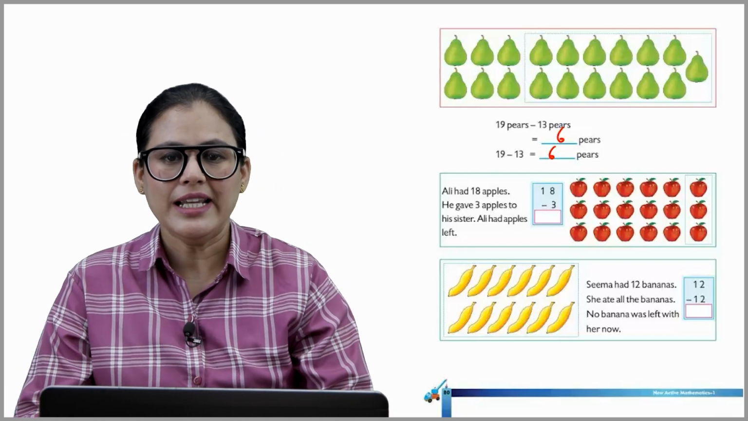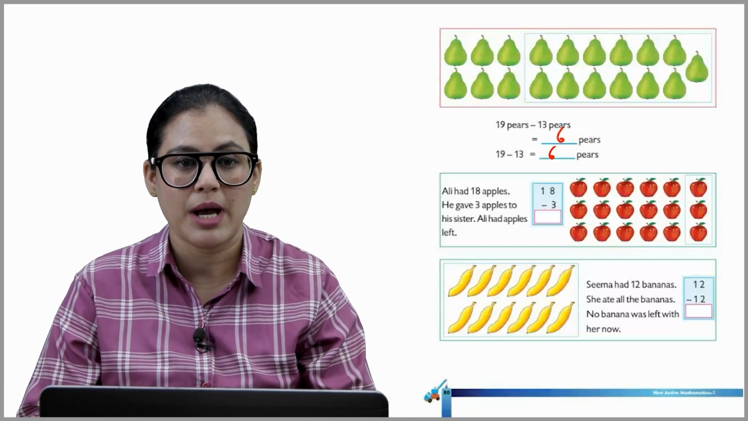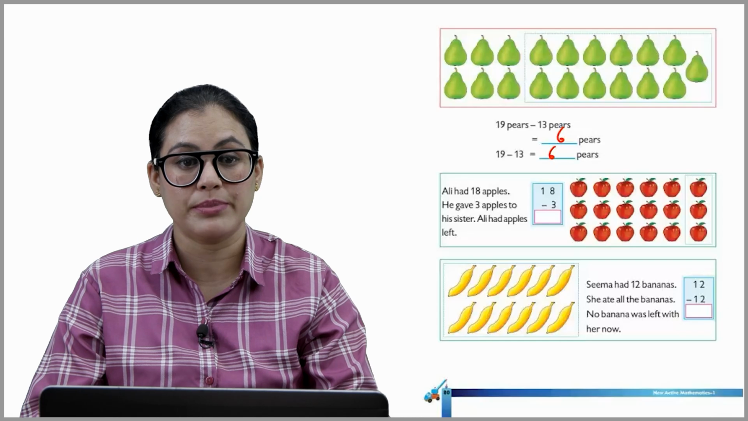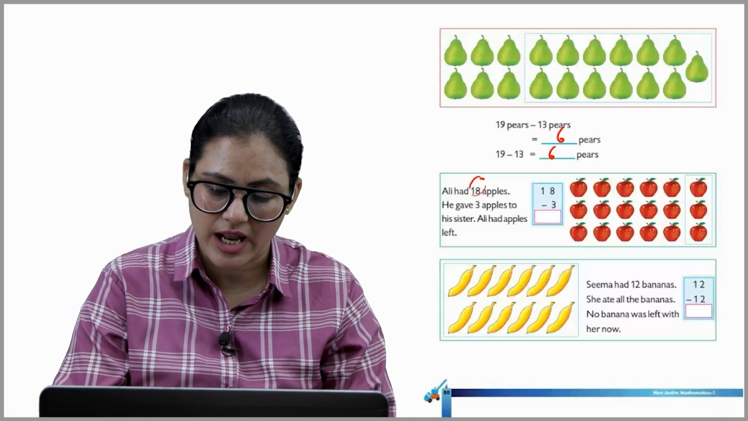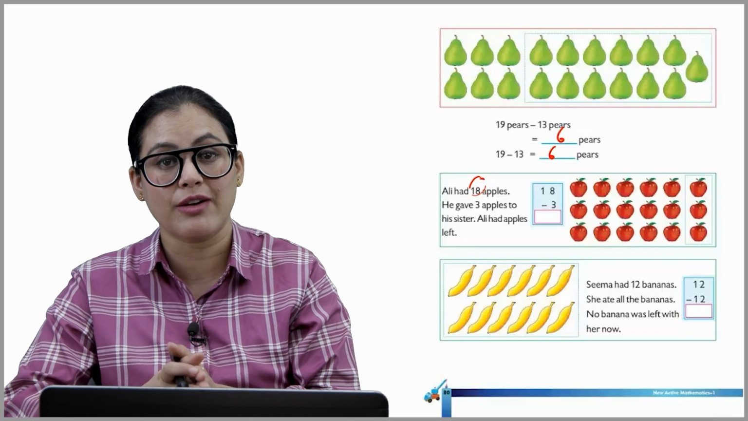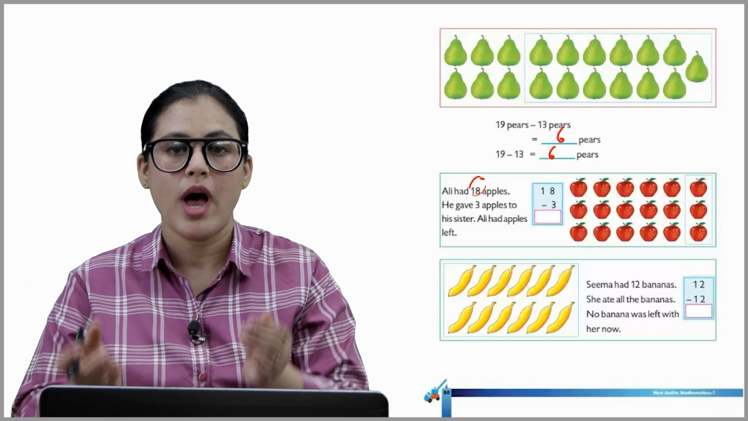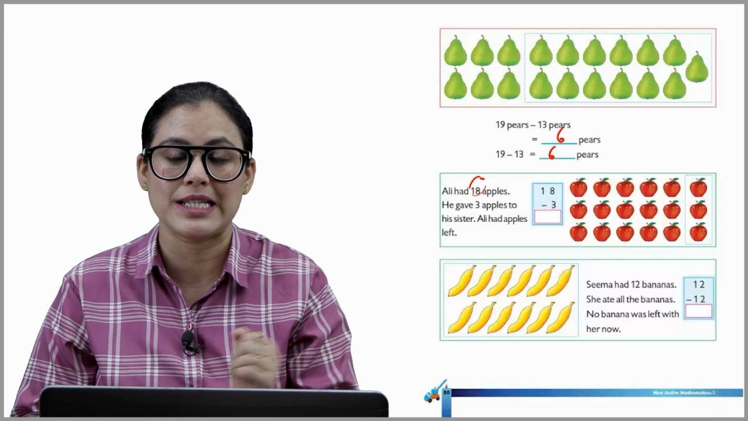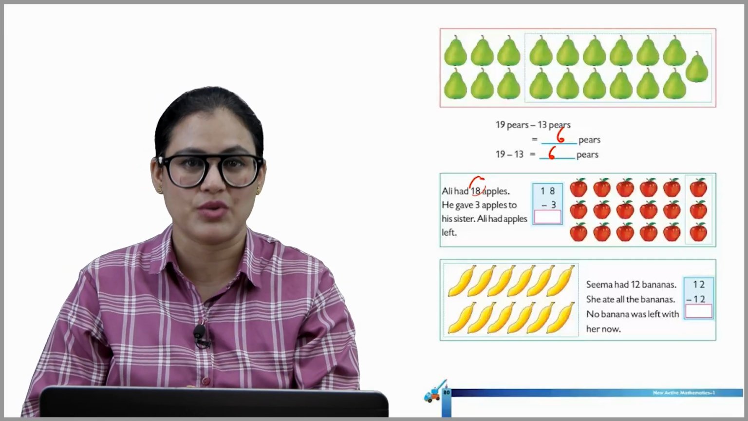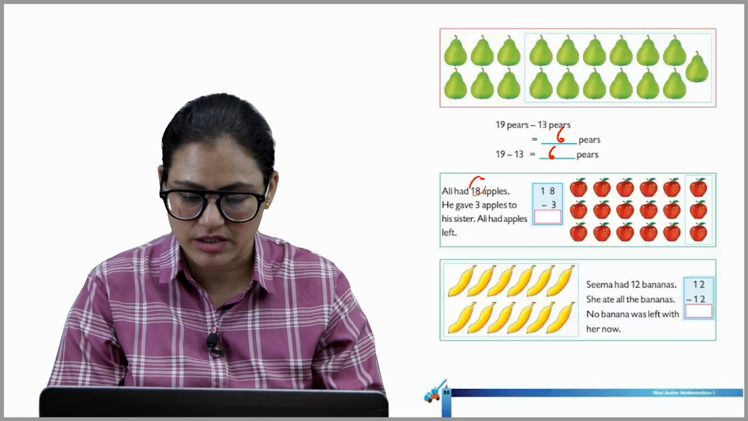Okay. Ali had 18 apples. He gave 3 apples to his sister. See, Ali had total 18 apples. And out of 18 apples, he gave 3 apples to his sister. Now, how many apples are left with him? So, in this case, we will subtract these 2 numbers. That is 18 minus 3.